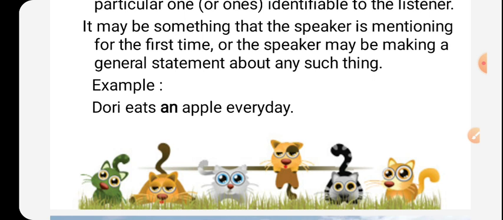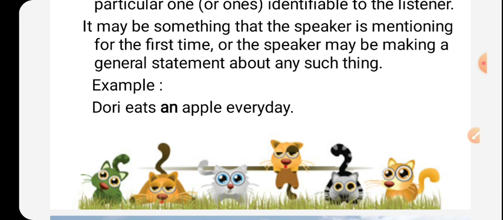But if we want to make it a specific apple, we have to remove the article an. And I want to remind you how a or an are used. When there is a vowel sound, I'm saying a, e, i, o, u sound, then the article an will come before the noun. And when there is a consonant sound, the article a will come before the noun.